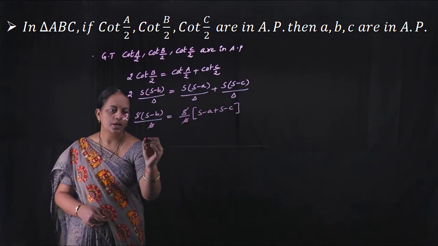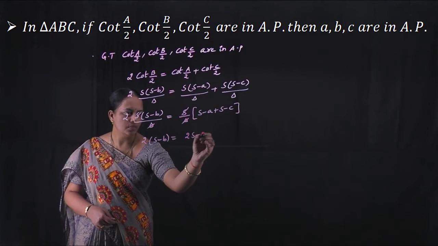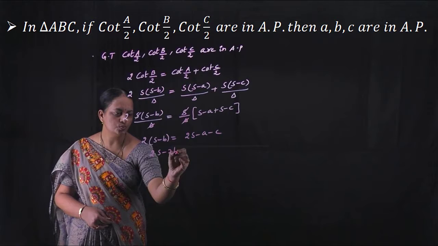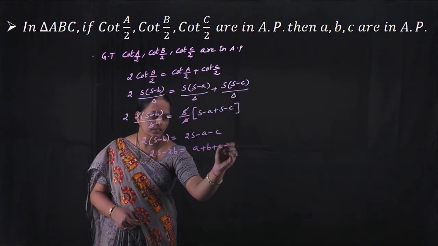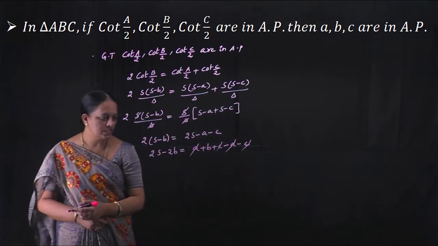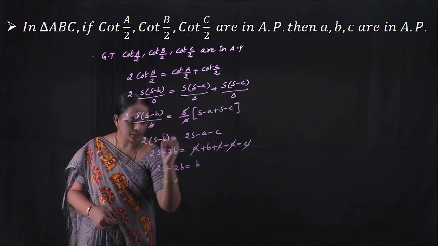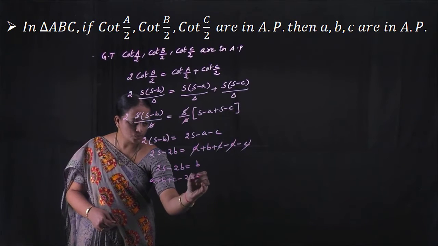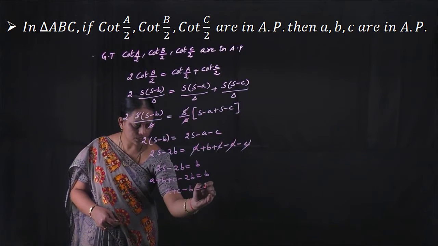Then we get 2 times (S minus B) is equal to 2S minus A minus C. Here multiplying, we get 2S minus 2B is equal to, and we know that 2S is equal to A plus B plus C, minus A minus C. Here minus A plus A gets cancelled and minus C plus C gets cancelled. So 2S minus 2B is equal to B. Substituting 2S is equal to A plus B plus C, A plus C minus 2B plus B.